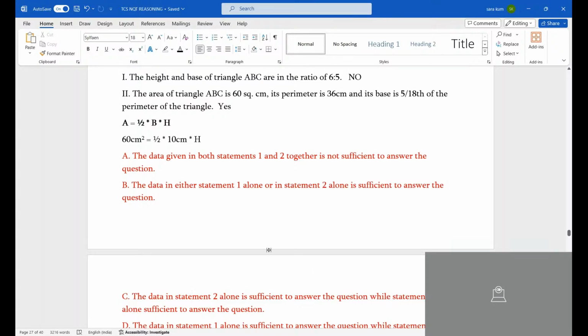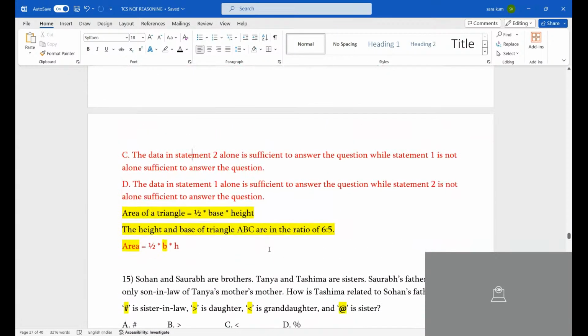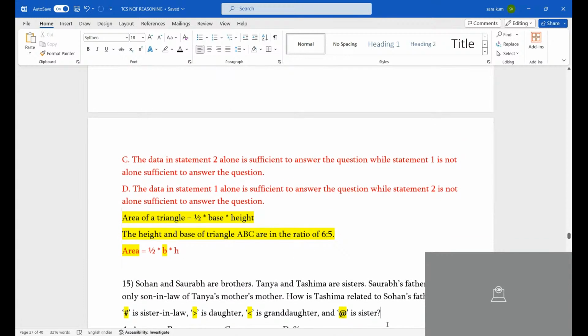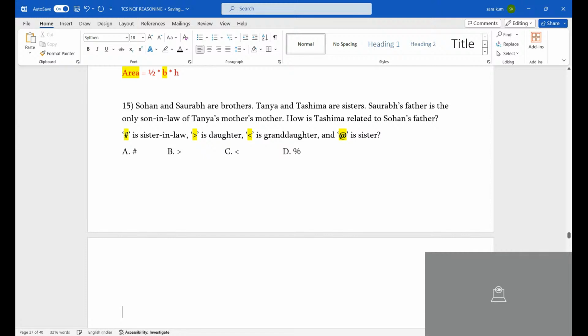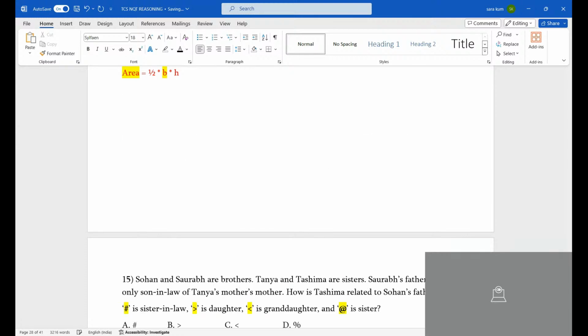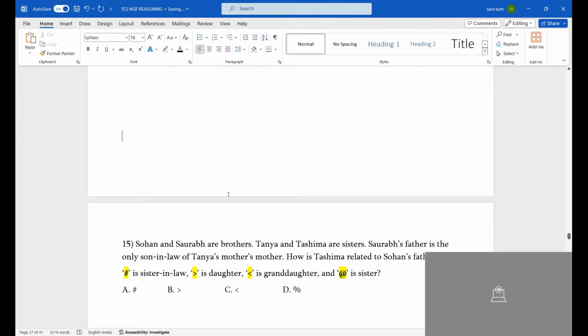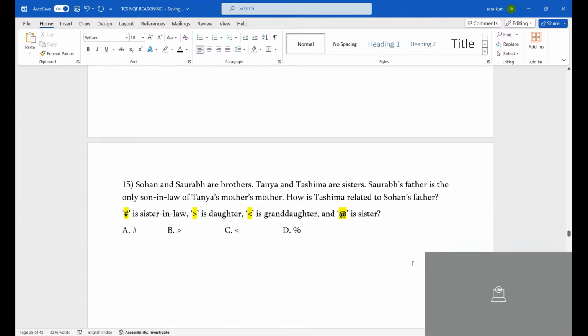Let's try the next one, guys. So this one. This is again a blood relation question, which you all must try. Please try this. Then use the diagrams that I've taught you, and we look at the correct answer.